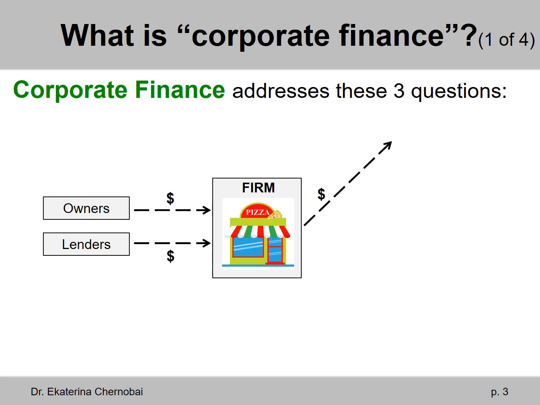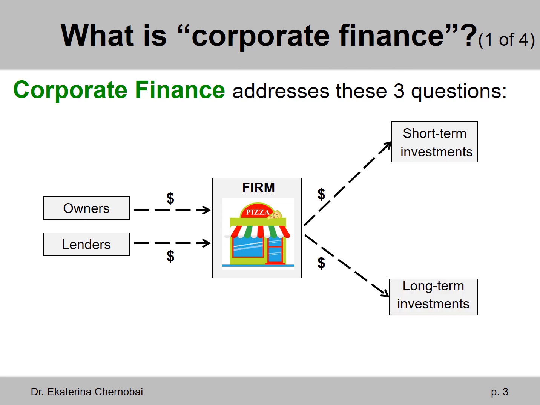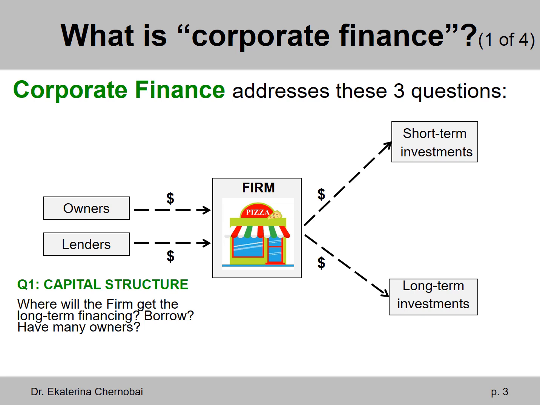So what happens with this money? Part of it is invested into short-term things, and the rest is invested into long-term investments. And the money will be working for the firm and generating even more money. So the first question is related to where the money is coming from, the cash inflows for the firm, called capital structure.